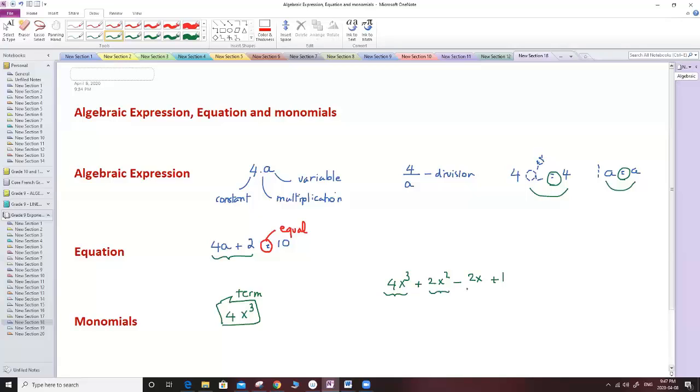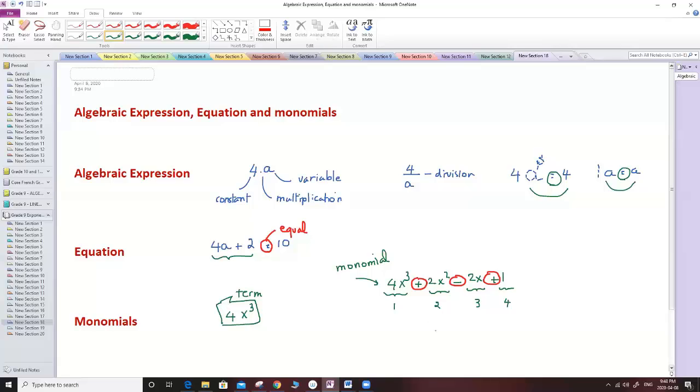So you can see here that the addition, the subtraction, and the addition can separate between these terms. So this is the first term, this is the second term, this is the third term, this is the fourth term. So one term only, we call it monomial. But if I'm adding other terms, we don't call that monomial. Only one term is monomial.